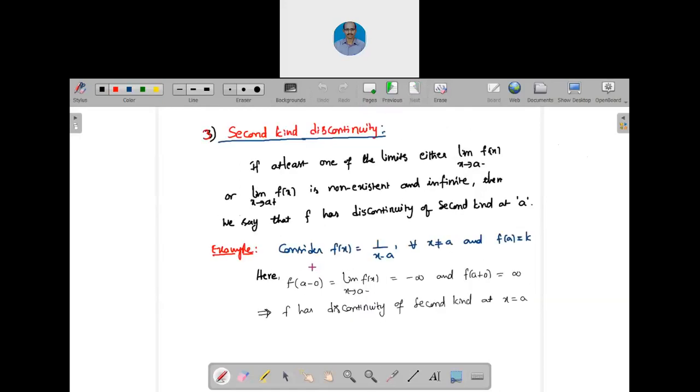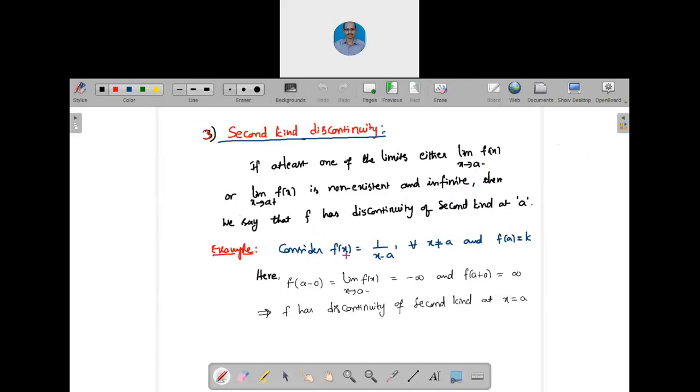Third, second kind of discontinuity. If at least one of the limits, either the left limit or the right limit of f at a, is non-existent or infinite, what will happen? The limit does not exist or is infinite, so we don't get a finite value as the limit. This kind of discontinuity is called second kind discontinuity.